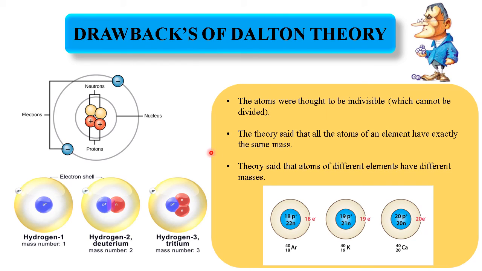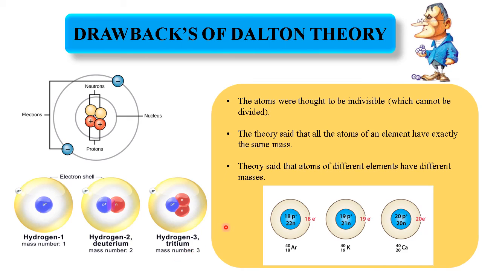The second drawback is that, as he said, all the atoms of an element have exactly the same mass. It is, however, now known that atoms of the same element can have slightly different masses, called isotopes. Here we have taken an example of isotopes of hydrogen, which have the same atomic number but different masses. Example: hydrogen, deuterium, and tritium.